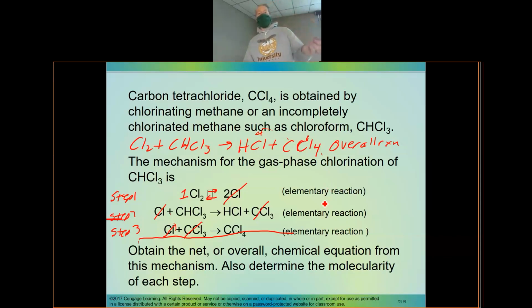Now, what we see is we had Cl in our reactions there, but it's not showing up in the overall reaction. So you're going to have to label what that is. Since we made the Cl atoms and then we used them up, rather than adding them, we see that the Cl is a reaction intermediate.